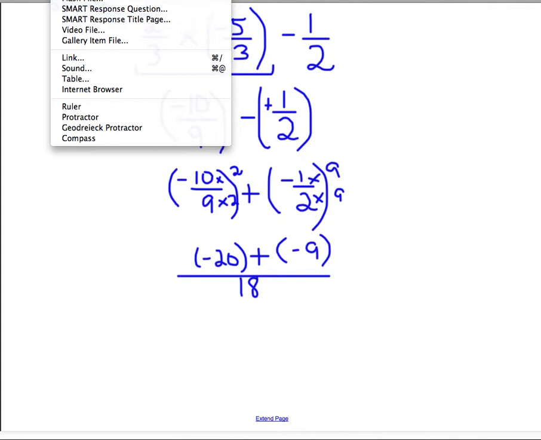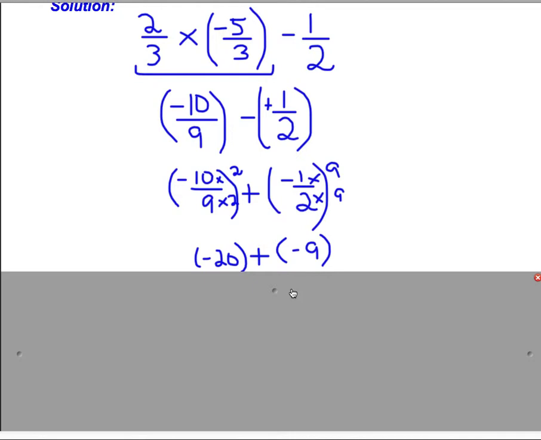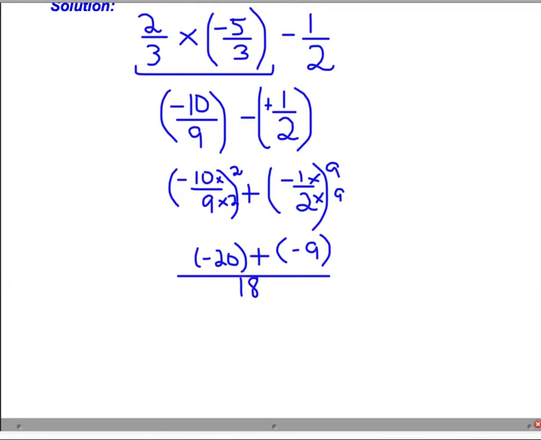Now what I can do is cover up my denominator and deal with those integers. So negative 20 plus negative 9. I know I'm going left and left. Okay, so if I'm going left and left, I am going negative 29. I'm going left 20 and then another left 9, and 18. I can't reduce this because there's no number that multiplies into negative 29 and 18 evenly, so this is lowest terms. I do not have to switch it to mixed. I can leave it as improper.